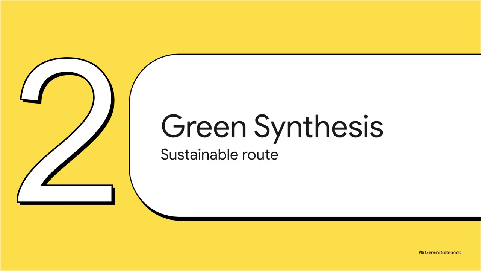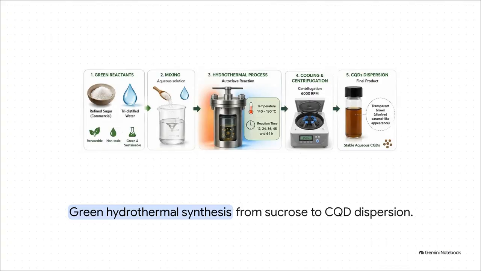Section 2. Green experimental development. To tackle that environmental challenge head-on, the researchers engineered a completely green, low-cost hydrothermal synthesis route. And the ingredients? They're remarkably simple. We're talking about commercial refined sugar, good old sucrose, and tri-distilled water. That's it. They mix these into an aqueous solution, pop it into an autoclave, and after cooling and centrifugation, out comes this stable, transparent brown CQD dispersion. It honestly looks a bit like dissolved caramel. Absolutely zero hazardous solvents and no toxic byproducts.